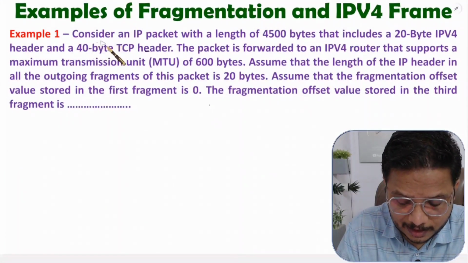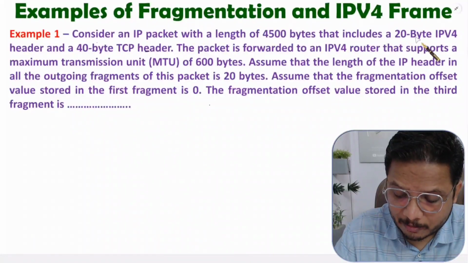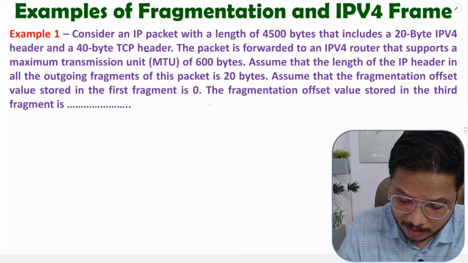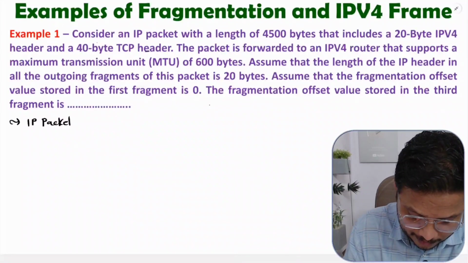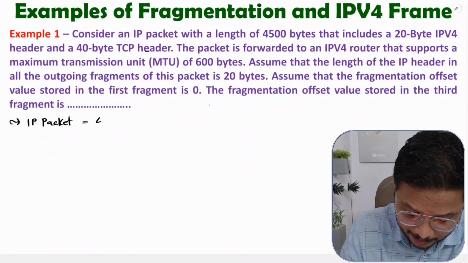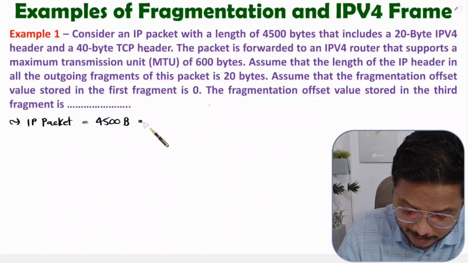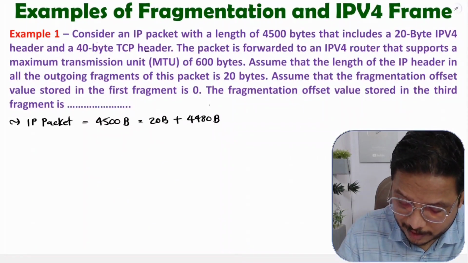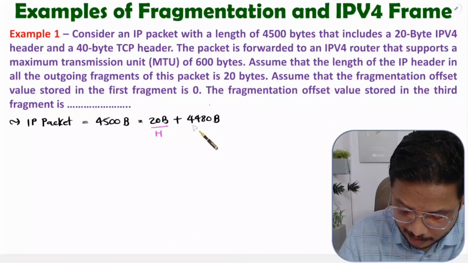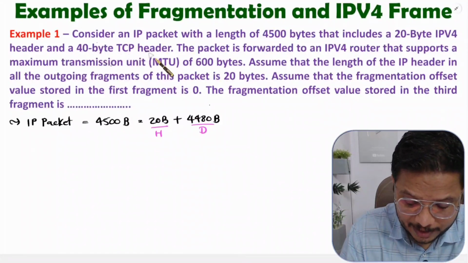In the first question, consider an IP packet with a length of 4500 bytes that includes 20 bytes of IPv4 header. Let me note it down. We are given an IP packet of 4500 bytes, and out of this, 20 bytes is the IPv4 header. So 20 bytes of header plus data. 4500 minus 20 will be 4480 bytes. So here we have 20 bytes of header and 4480 bytes of data, and a 40 byte TCP header.